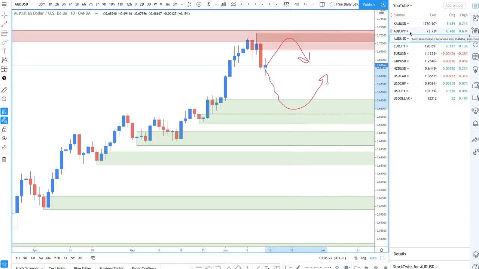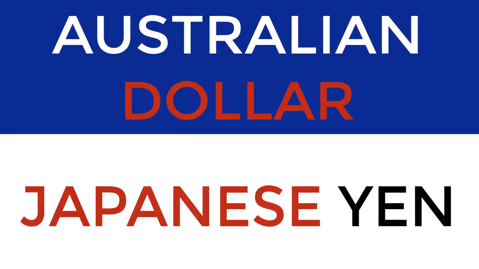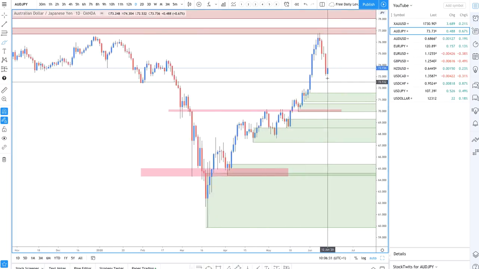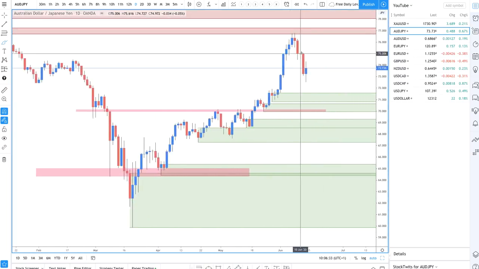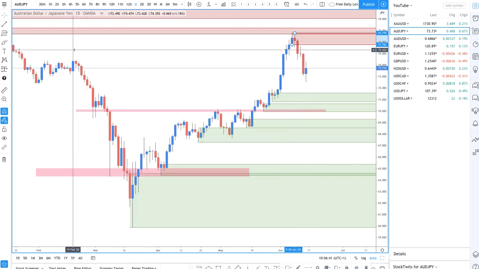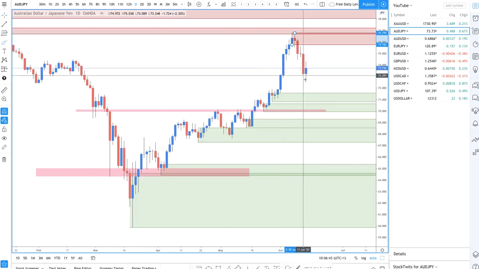Moving on to the Aussie yen, again similar to the Aussie dollar, it had a decent supply zone, a nice fresh area of supply. Prices literally came up to here, pinged off it, and started to sell off. And again now, potentially with the second wave taking hold, this could be a decent trade if you got into the short side, a nice potential hold.